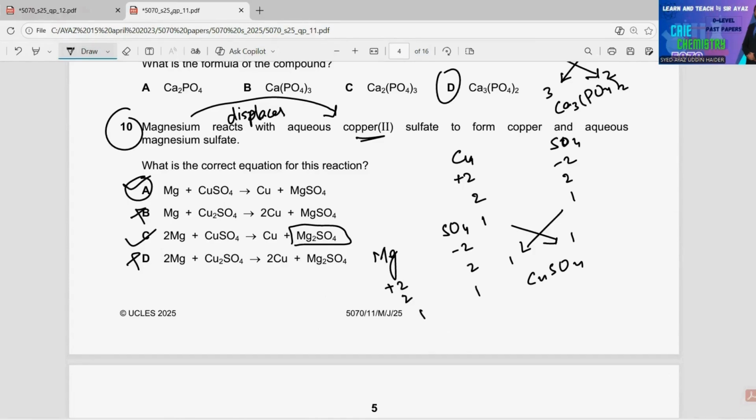The subscript will be simplified further and you will get what? MgSO4. So A must be the right answer in this case.